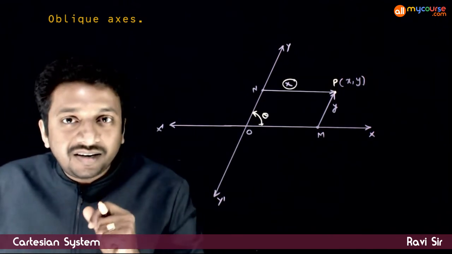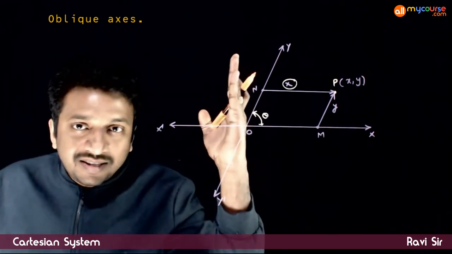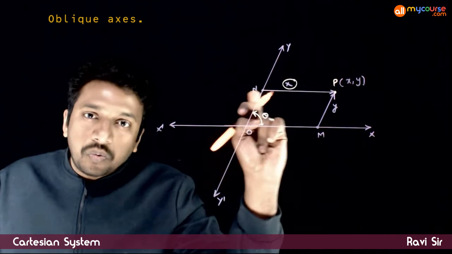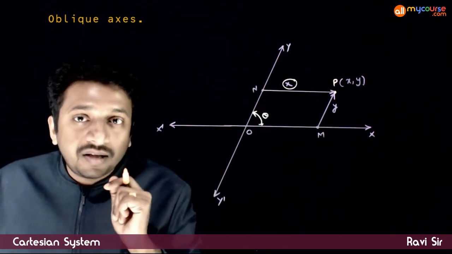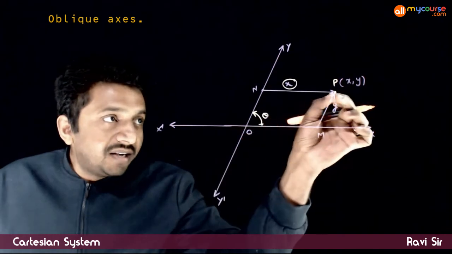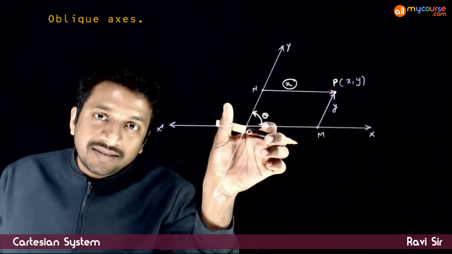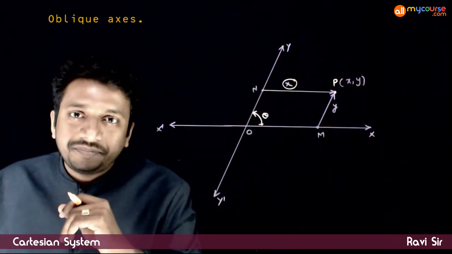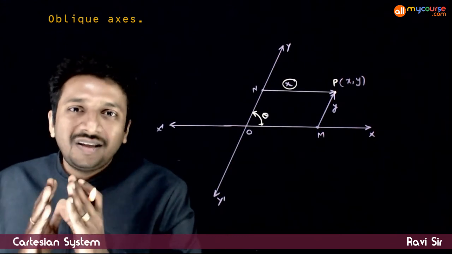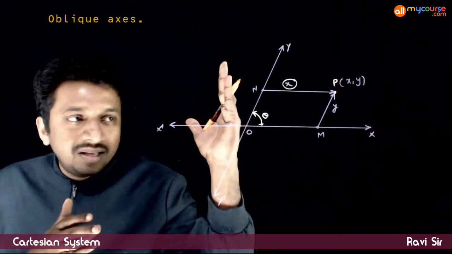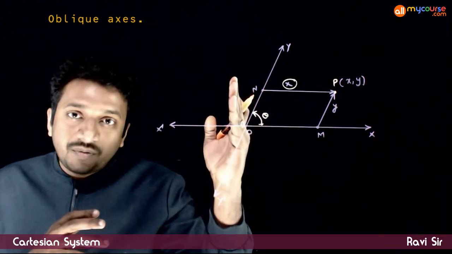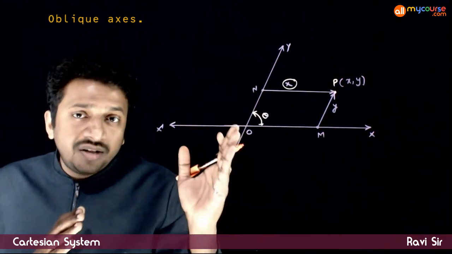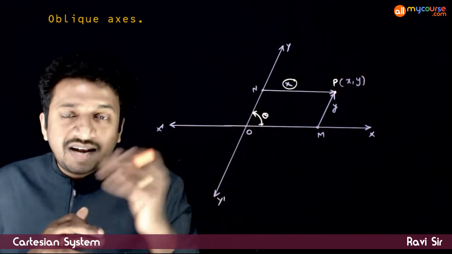So in the rectangular coordinate system, that is, if the angle between x-axis and y-axis is 90 degrees, this figure will be a rectangle. But in the oblique coordinate system, the figure that is formed with the coordinate axis and with the distances of x, y from different axes will be a parallelogram. So that's the only difference between the oblique axis and the rectangular axis. That is, when the angle is 90 degrees between x and y axis, we can call them rectangular coordinate axis.